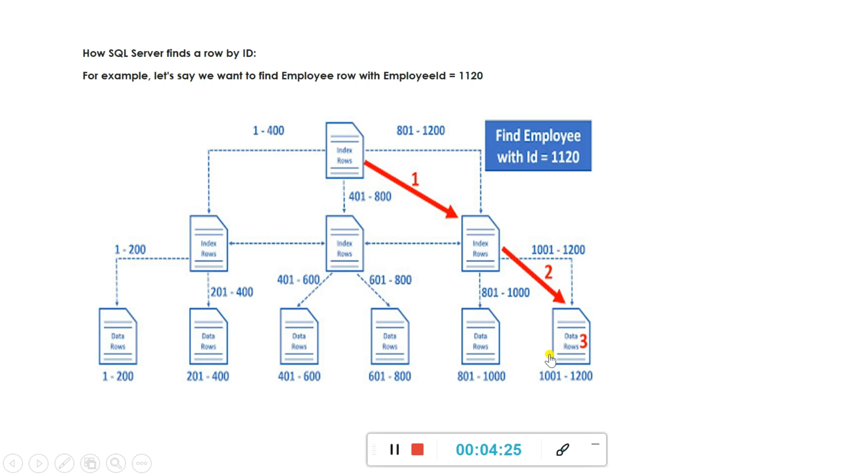So here we need only three operations. Based on the three operations, it finds the data quickly. This is the actual use of indexes, and in this manner it finds the data quickly.